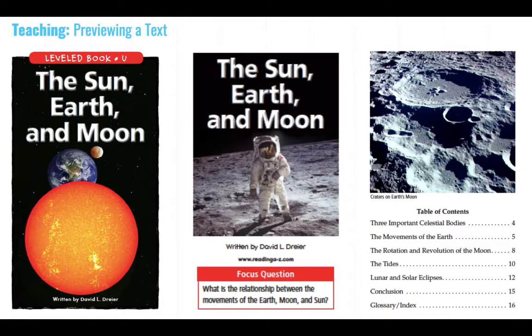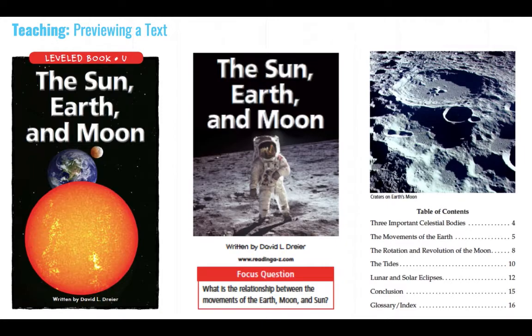We're going to read the text, The Sun, Earth, and Moon, and I want us to preview it. So you can look at it here, or you can pull up the PDF on your iPad as well. The title of our text is on the far left, The Sun, Earth, and Moon, and it's written by David L. Dreyer. And on the inside here, we have a focus question. What is the relationship between the movements of the Earth, Moon, and Sun? So as you're reading, you should be thinking about that essential question.